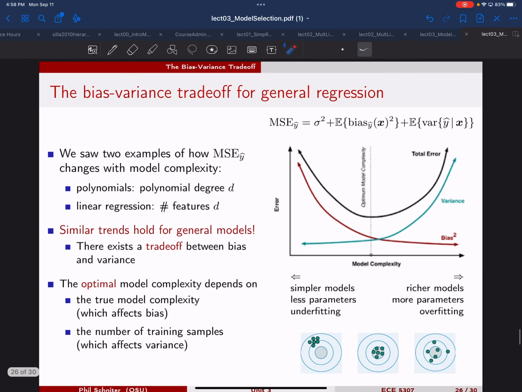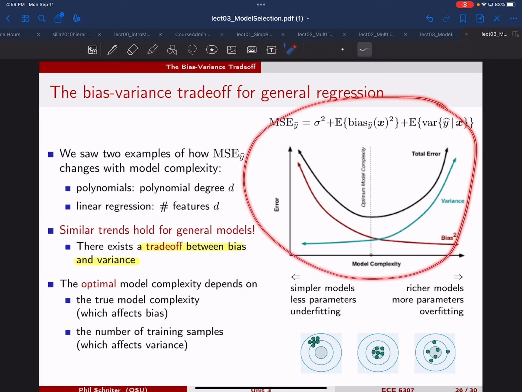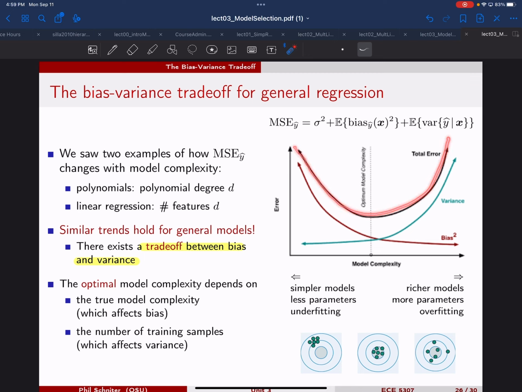And this is sort of the point of the next slide. Even though we focused on polynomials and linear regression, similar trends hold for general models. The important point is that there's usually a trade-off between bias and variance. And the picture that we want to look at looks like this. Here we have the error, which let's say is mean squared error, and here we have model complexity, going from simple to complex as you go right. So here's our mean squared error. You can see that there's a sweet spot for model complexity in the middle.